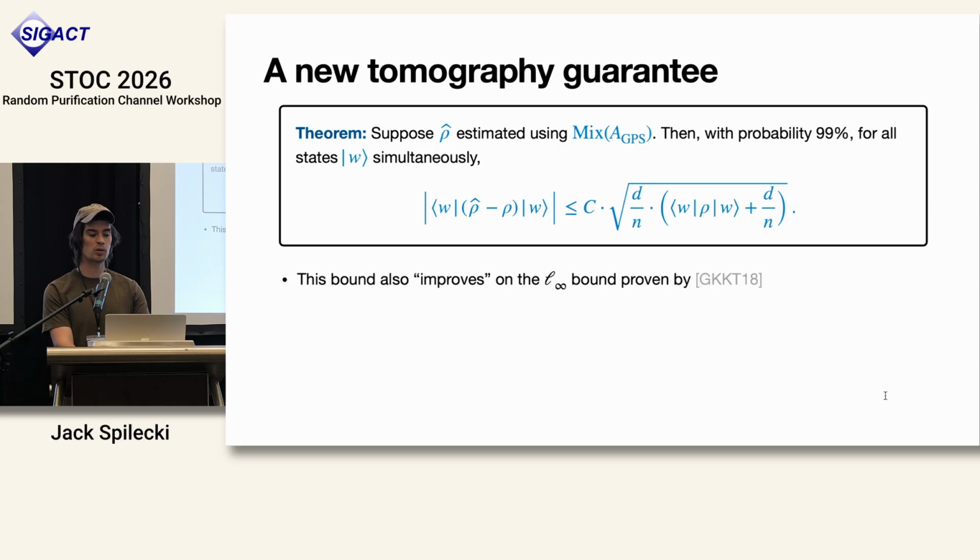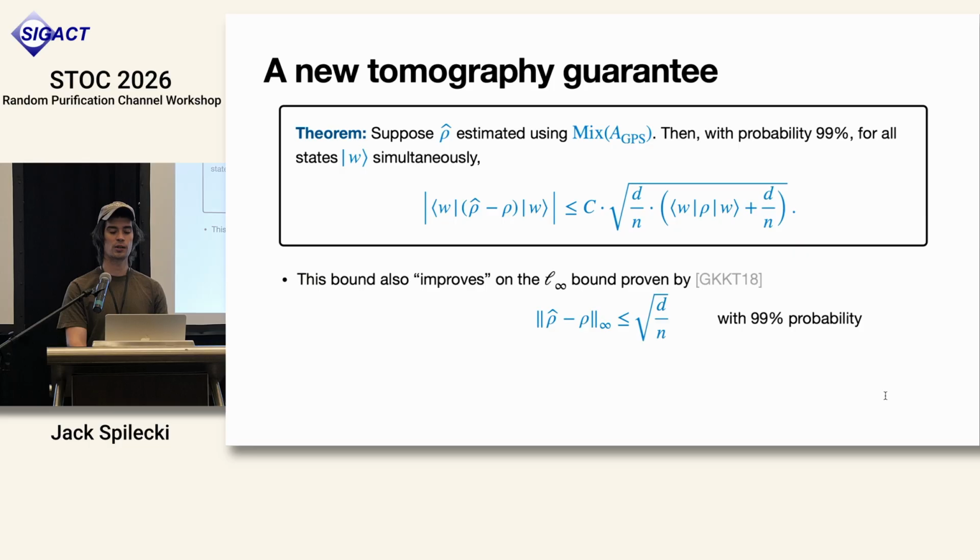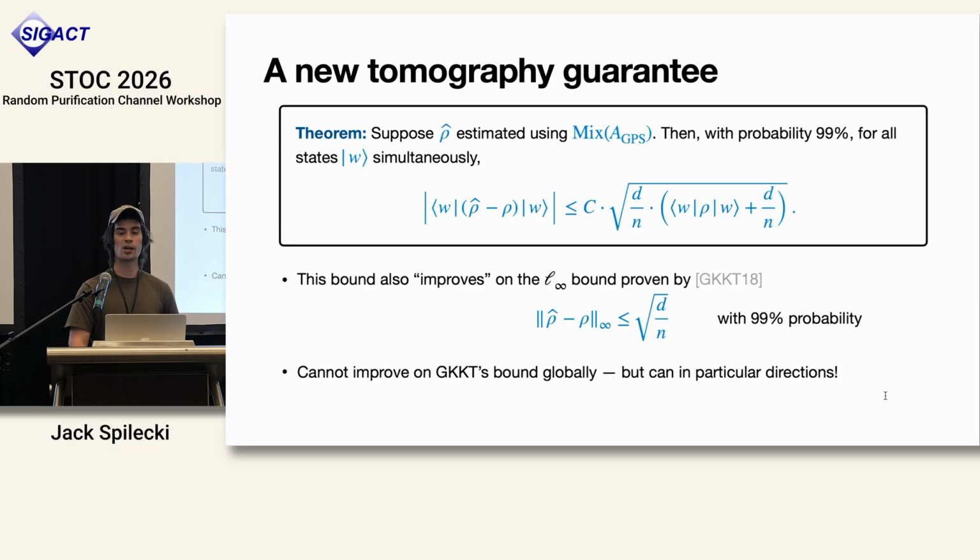Okay, and I'll also mention that this bound improves in a certain sense, which I'll describe, over this L infinity bound proven by Guta, Kahn, Kueng, and Tropp. So the bound that they showed is that with high constant probability, rho hat and rho differ, their difference has infinity norm bound of square root d over n. And now it turns out you can't improve on this bound's scaling for all states, because that would actually imply better tomography algorithms. But you can improve on it in certain directions. And so that's what our bound is doing.